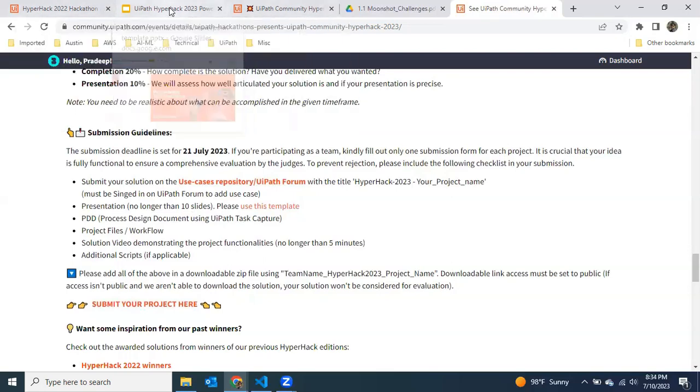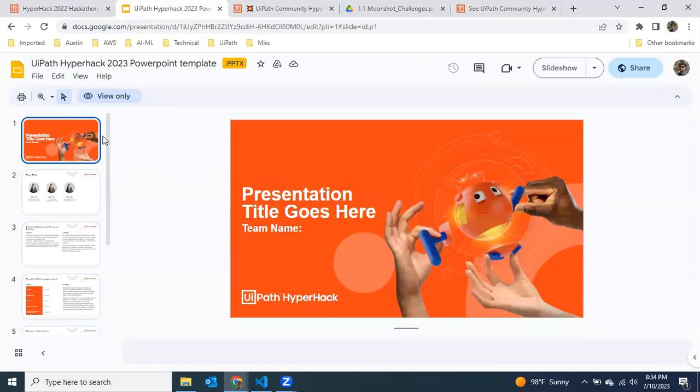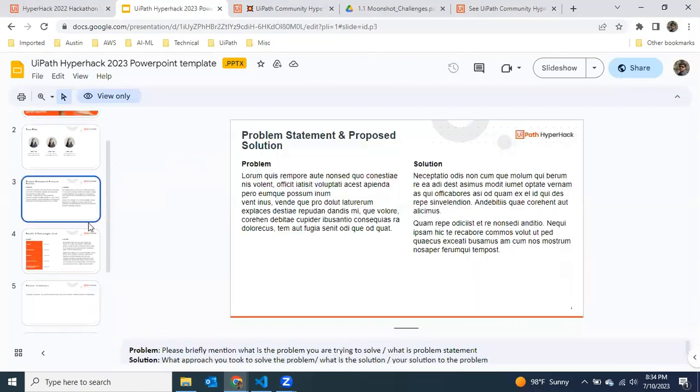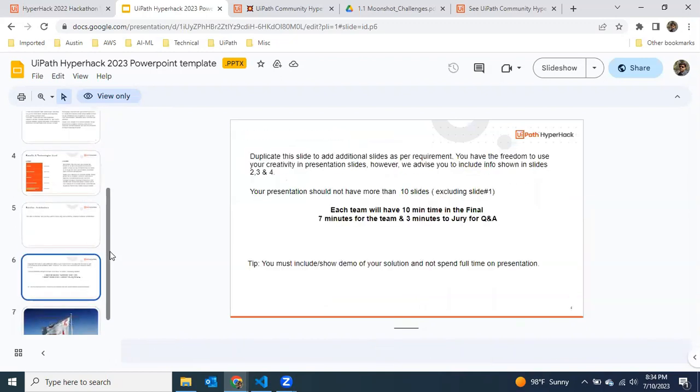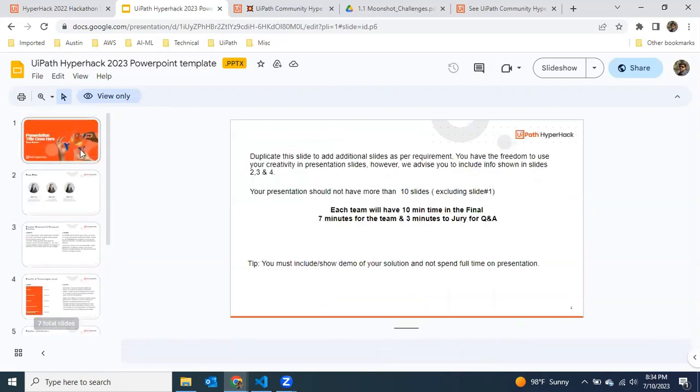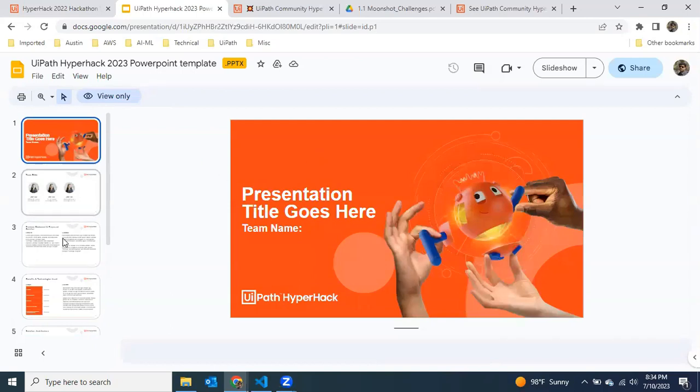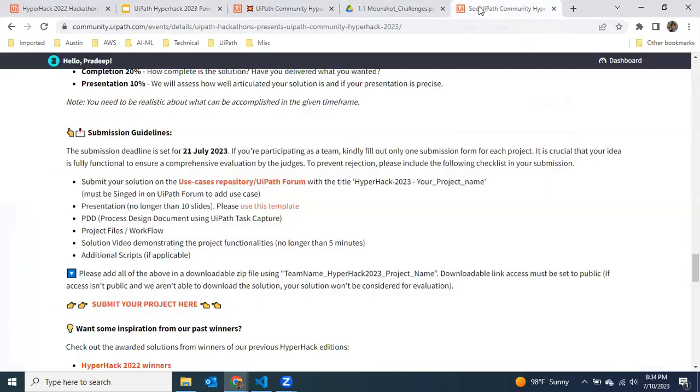I think this one. So I downloaded that slide here. You can see it's a standard template, right? There's nothing special about it. But again, you need to follow this template, so follow along the template to build it out.